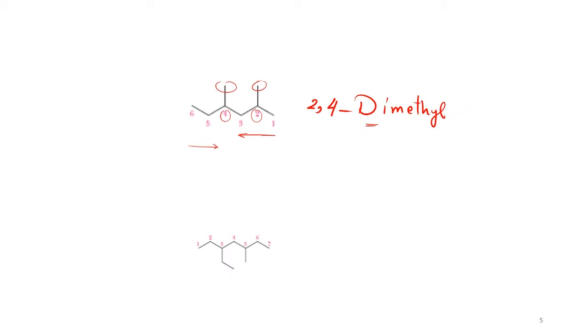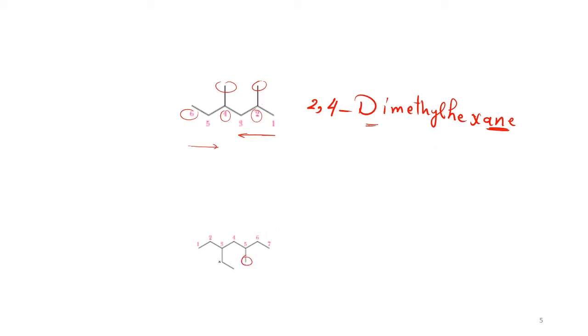Then I will count my parent chain, which has 6 carbon atoms, so I have hexa, and I will use the suffix ane.